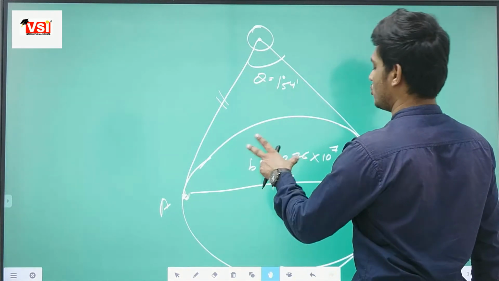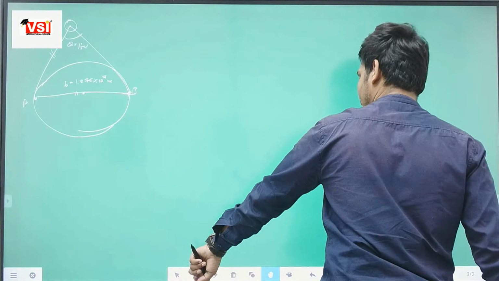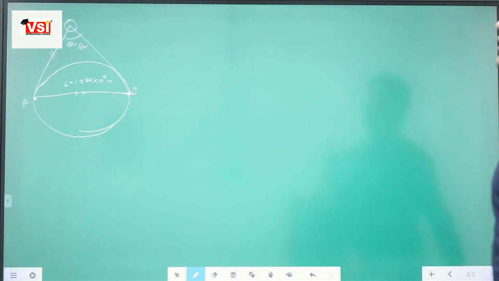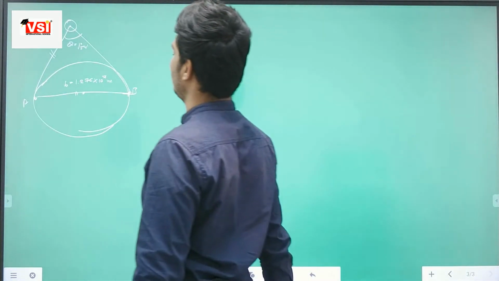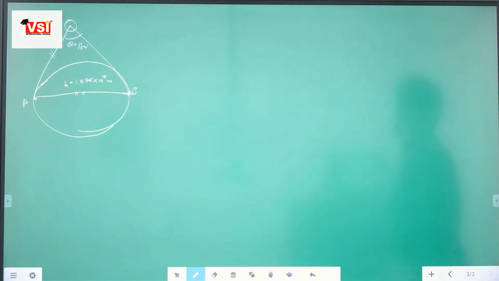We are observing the moon from two diametrically opposite points of the earth, and the angle we get is 1 degree and 54 minutes, and the diameter of the earth is given as 1.276 into 10 to the power 7 meter, and we have to find out the distance of the moon from the earth.